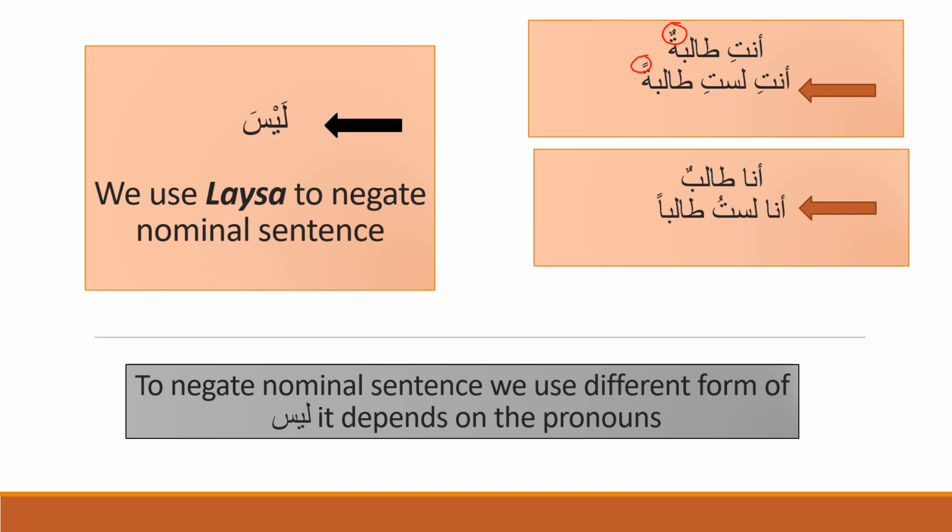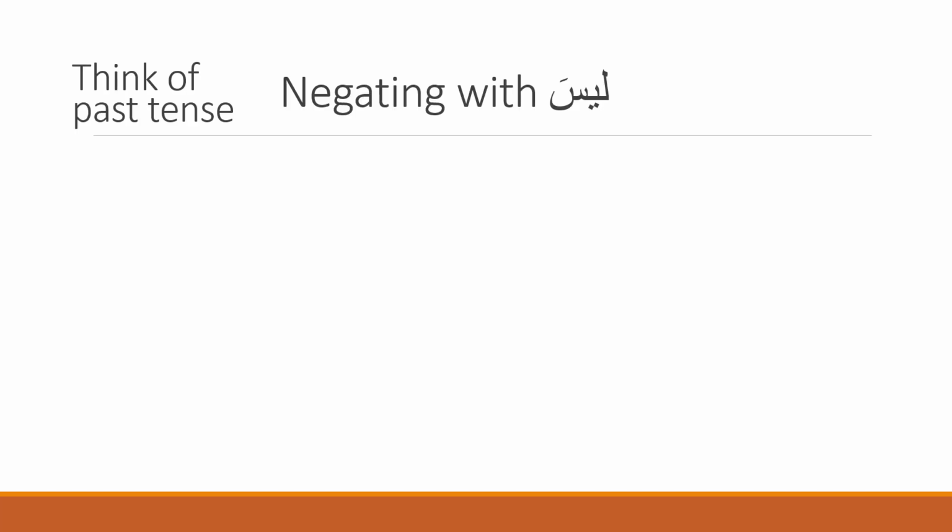To negate nominal sentence, we use different form of ليس. It depends on the pronouns, and I will explain this right now. أنا لست. For the pronoun أنا, we use the word لست. All the time I tell my student to think about the past tense. When we conjugate past tense, we add ta at the end as a suffix. So this is so close to past tense. أنا لست. So you add ta ضمة at the end.